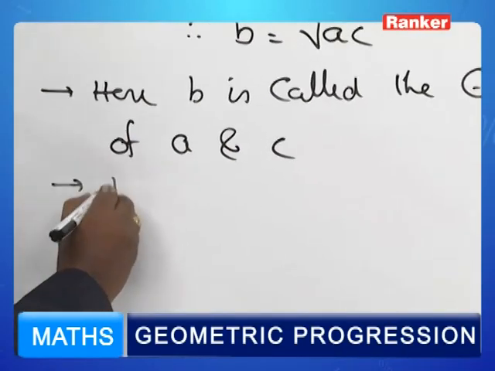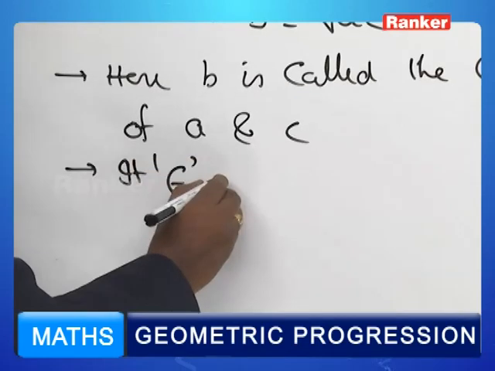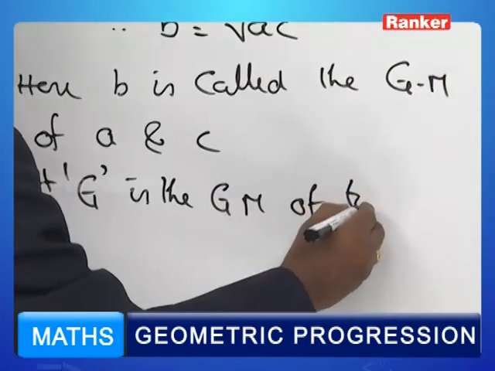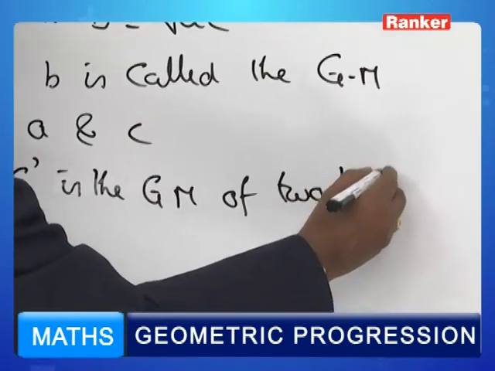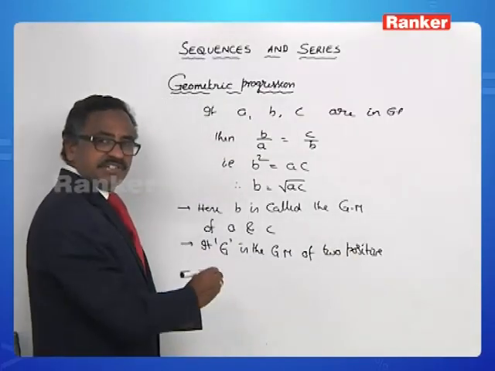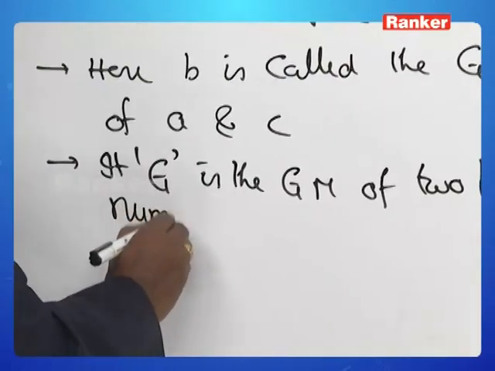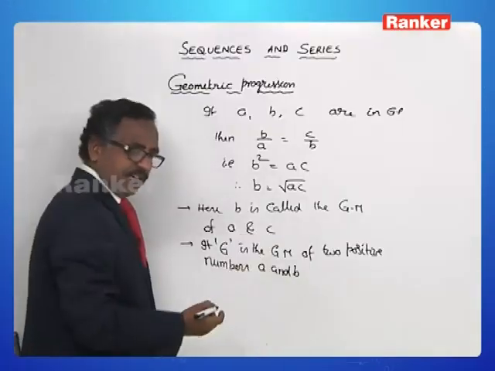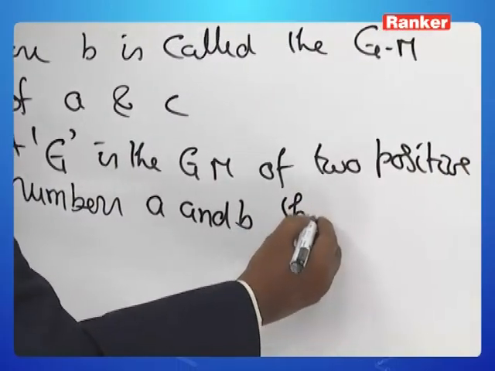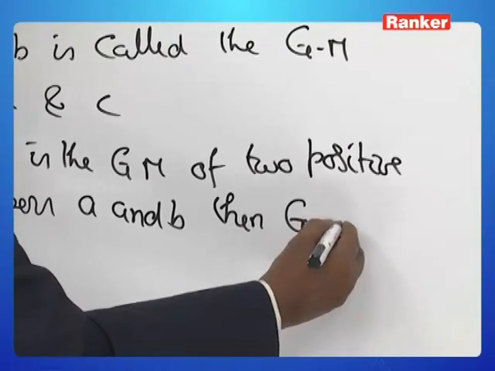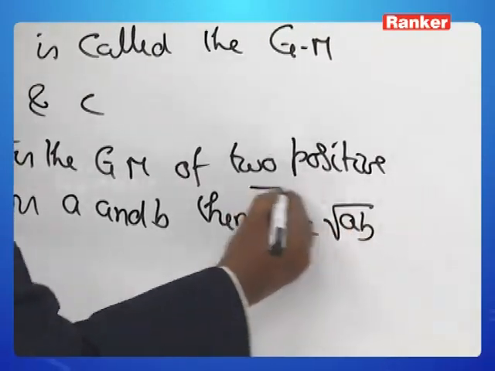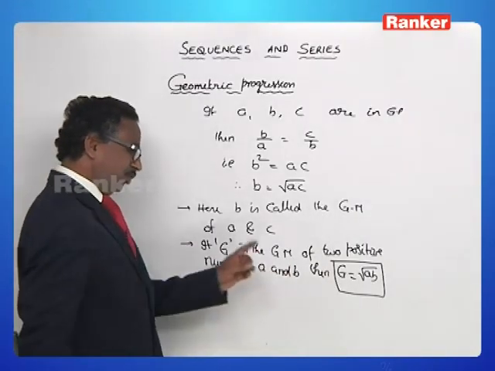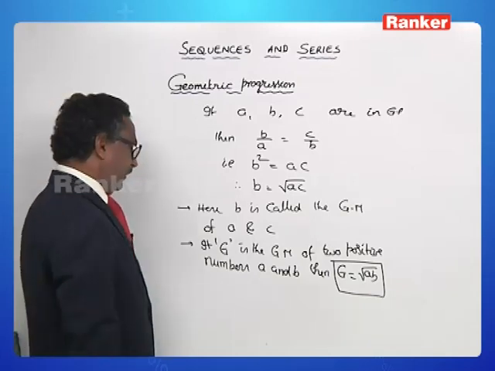Now, if G is the geometric mean of two positive numbers A and B, then according to the previous formula, we can write G is equal to under root AB. So the geometric mean of two positive real numbers A and B is given by the square root of AB.